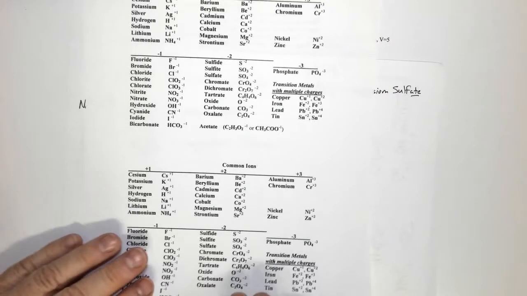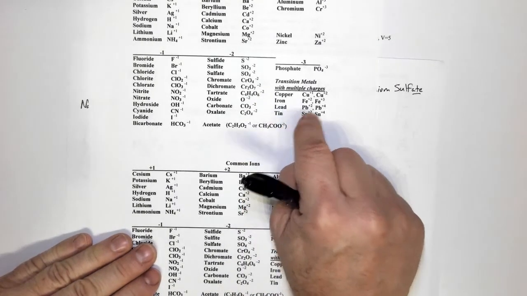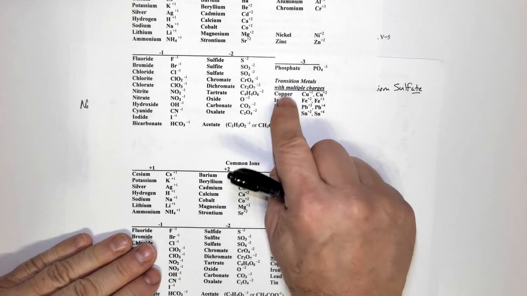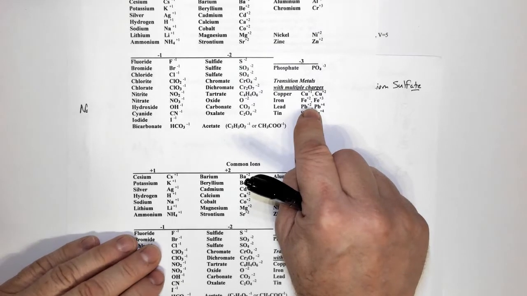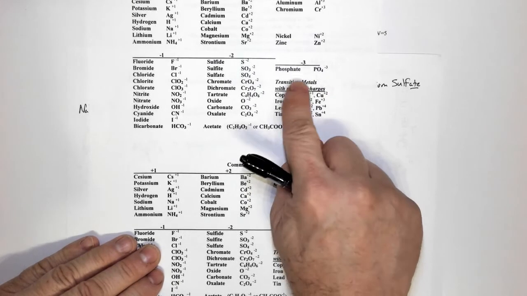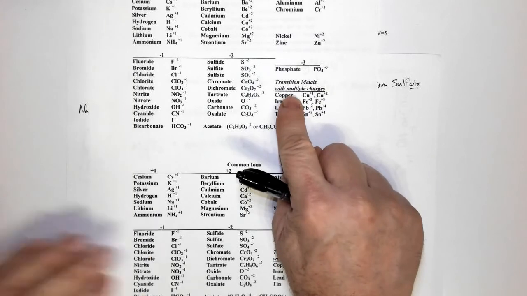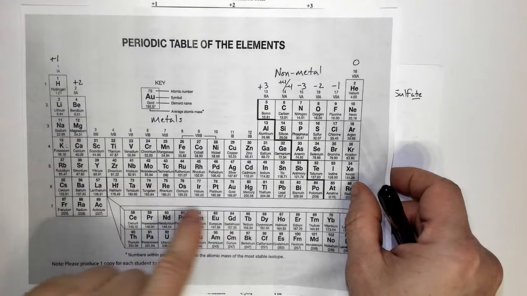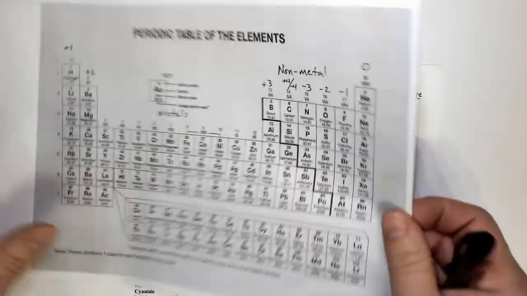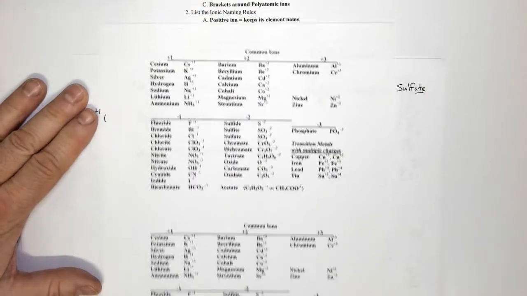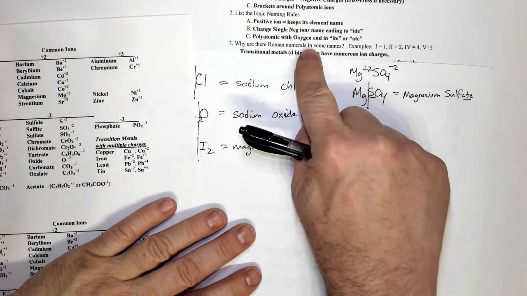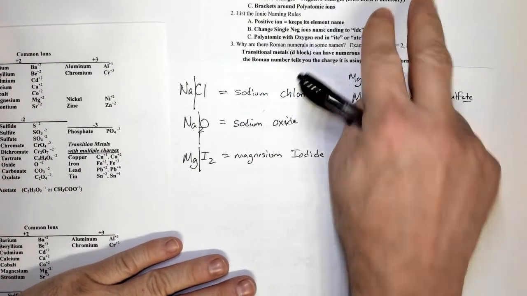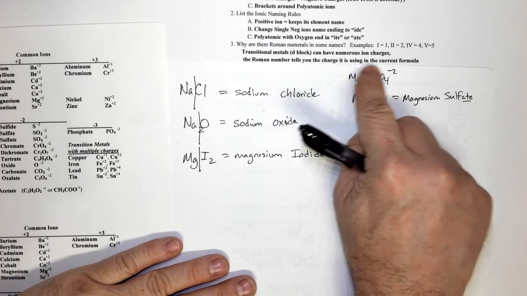So the most common ones that we need to know how to use this naming system with are these 4 right here: copper, iron, lead, and tin. These are the most common ones we run across at this level of chemistry. Here's what I mean when you run across a transition element. That means the ones from the middle of the periodic table, the D block. When you have those in a formula, you must put a Roman numeral in the name. Okay? So what that means is it's telling you the charge it is using in the formula.